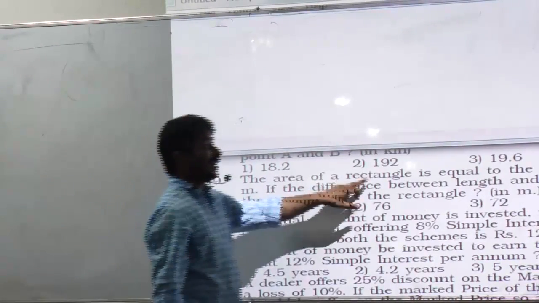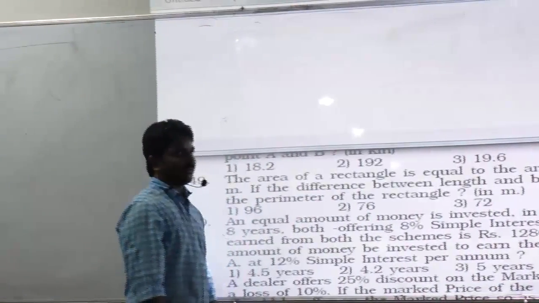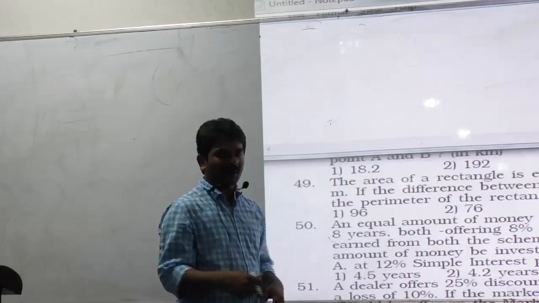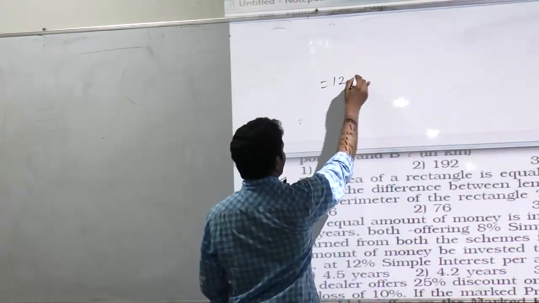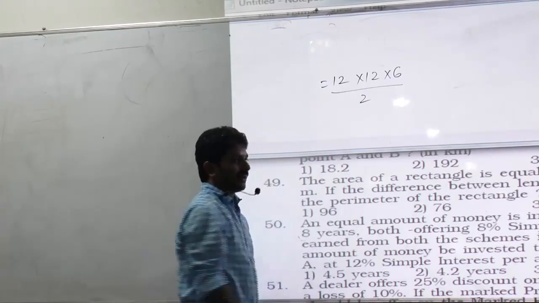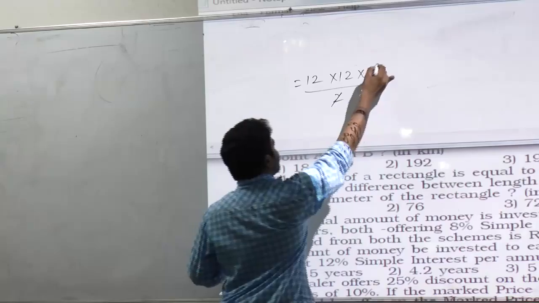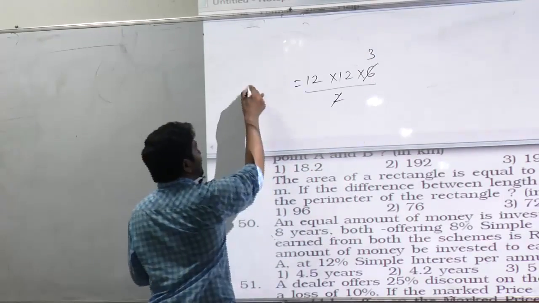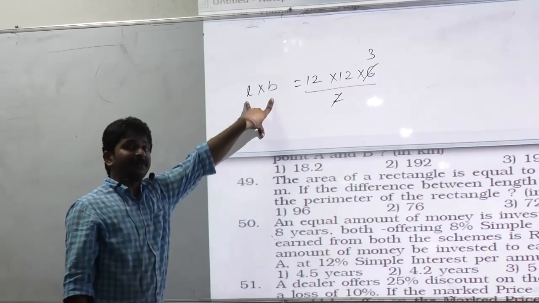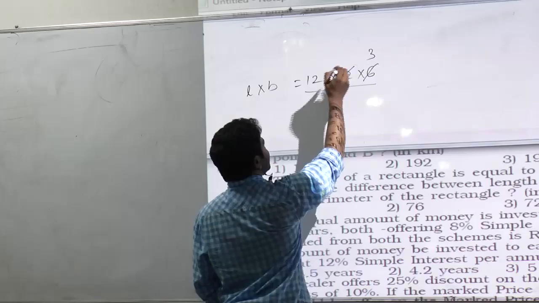And the rectangle area is equal to the square area whose diagonal is given. So when the diagonal of a square is given, what is area? Half d square. What is d square? 12 into 6, and it is half d square, so divided by 2. Correct? How many times? 3 times. This is the area of the rectangle, which is length into breadth, and where the difference between length and breadth is 6.